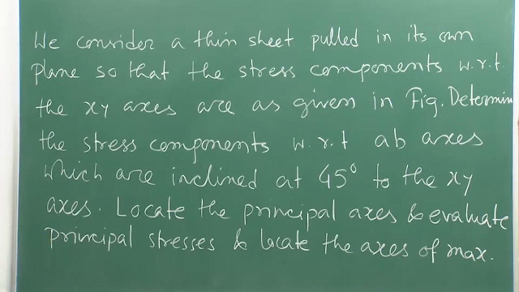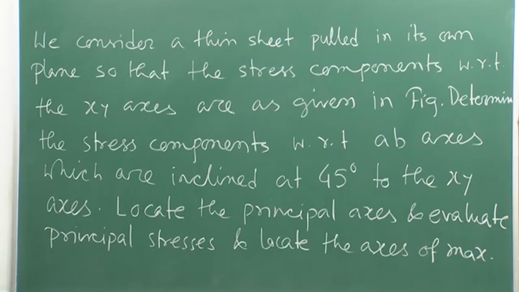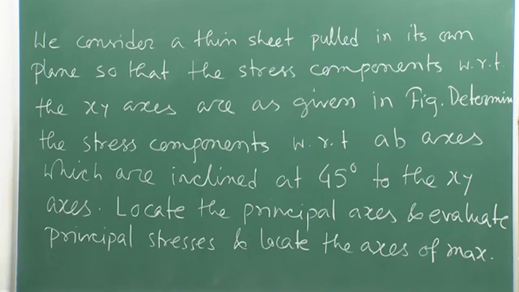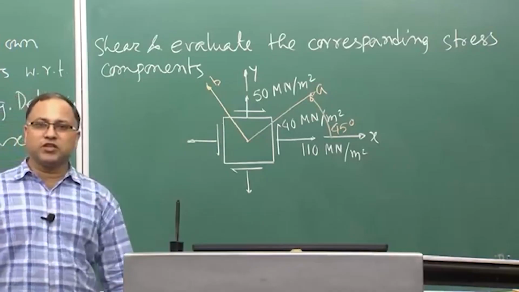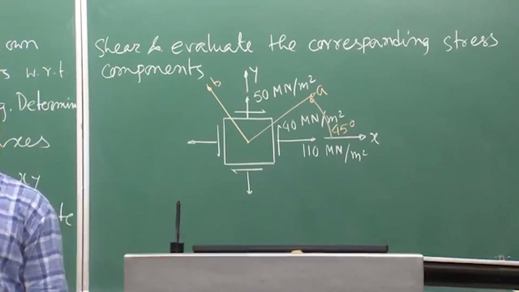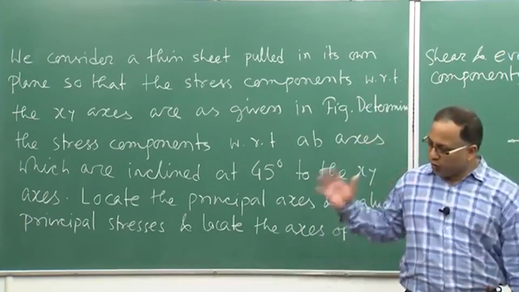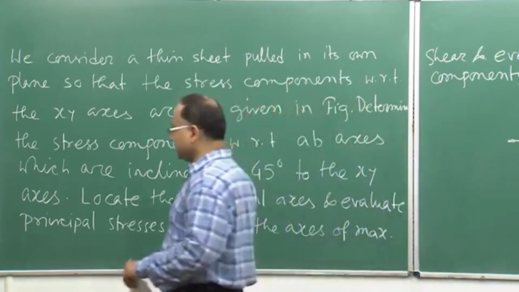Okay. Determine the stress components with respect to AB axis, that is some arbitrary set of axis, which are inclined at 45 degree to the xy axis. Locate the principal axis and evaluate principal stresses, and locate the axis of maximum shear and evaluate the corresponding stress components. So, now this problem can be solved by using the equations whatever we have derived, but however, to understand the Mohr circle in a better way, we are going to solve this problem using Mohr circle construction. Okay. So, let us do that.